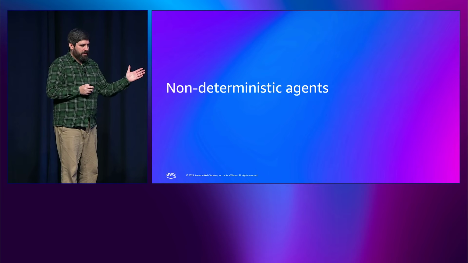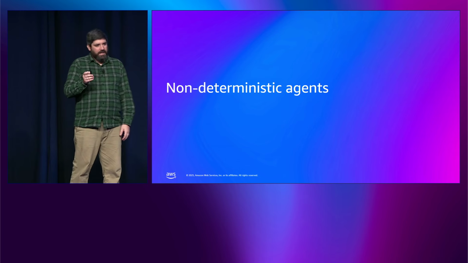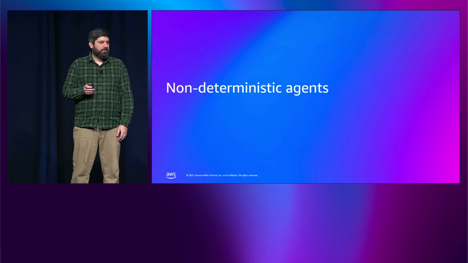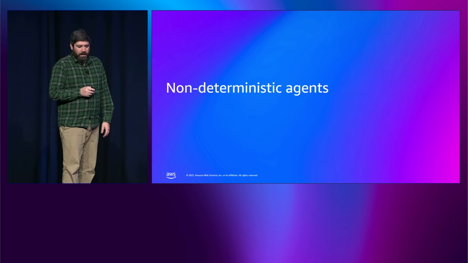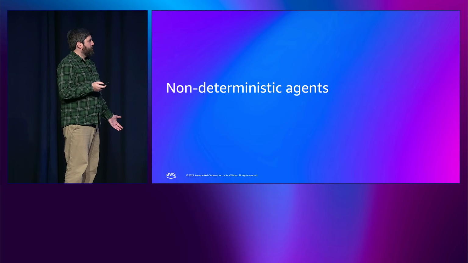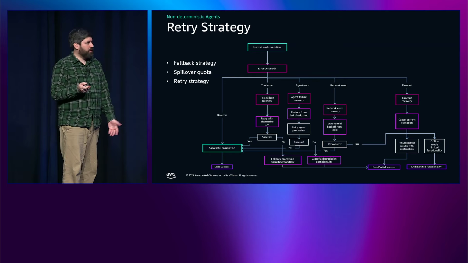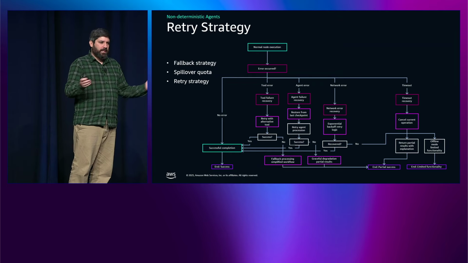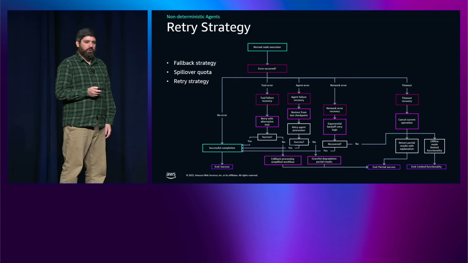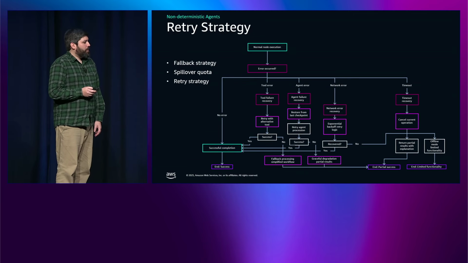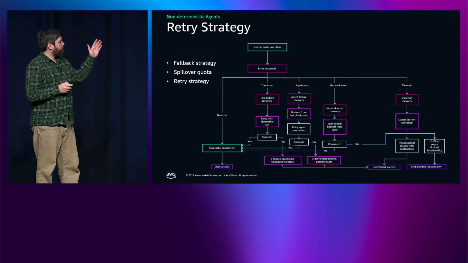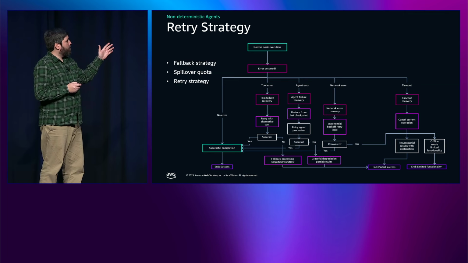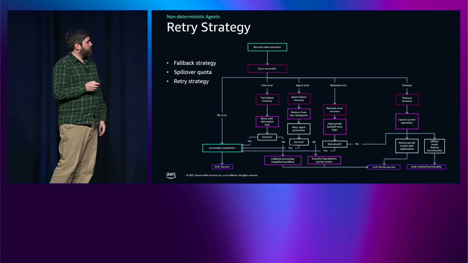Now, we solved velocity, we discussed about scale, we solved that, now comes the real problem. How can we build a reliable system when we have non-deterministic agents? Retry strategy is everything you need to make sure you can control your agents. So we make very good use of fallback strategy, spillover quotas, and retry strategies.